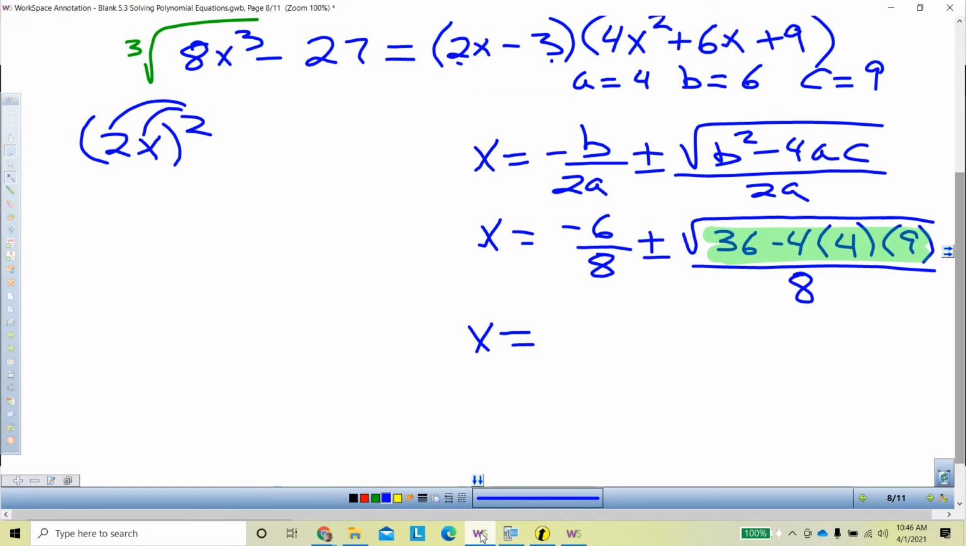Okay, so negative 3/4 plus or minus square root of negative 108. See, this is my little math teacher brain. That's 6i root 3. What? You got that, right? Yeah, oh yeah, totally. So, how did I do that?